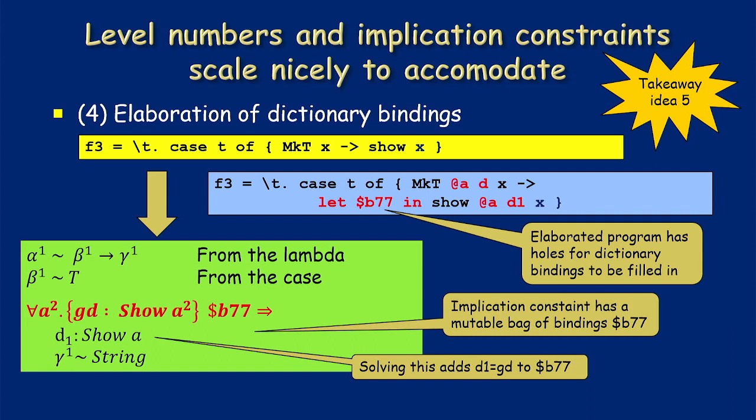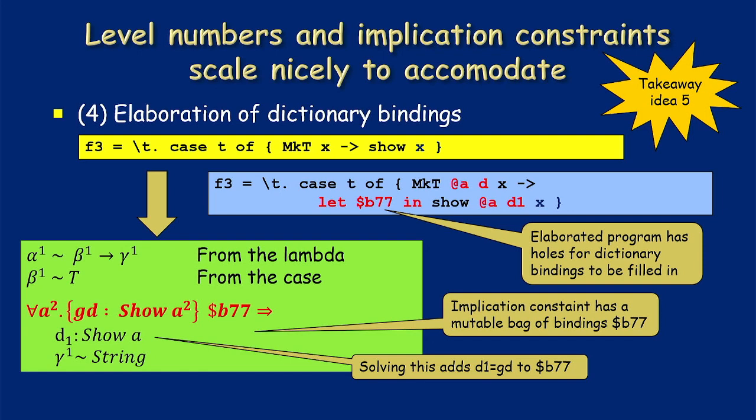Elaboration, this is number 4, the things that it scales to handle nicely. When we've got these funny data types that bind dictionaries, like this guy, then we might have some constraints inside that we must solve using the constraints bound by the implication. So we're going to generate some runtime bindings. And so, in fact, this program elaborates to have a let binding.